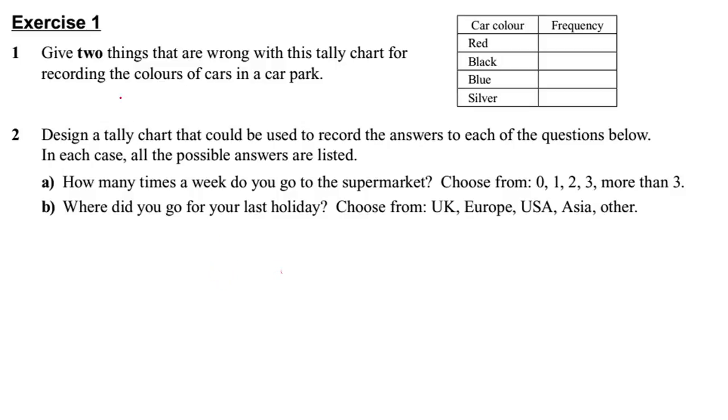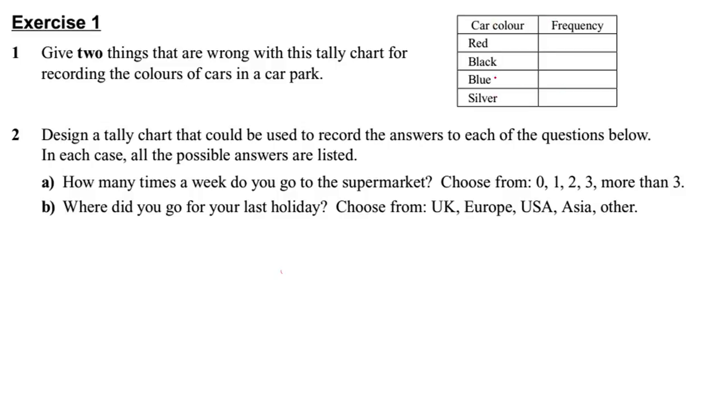Okay, hope you tried that. Question 1 says, give two things that are wrong with this tally chart for recording the colors of cars in a car park. Now, by looking at this, number one, there is no tally column, because we need a tally column whereby we can tally the cars as they pass by, or we can tally the cars as we see them. So the tally column is missing here.